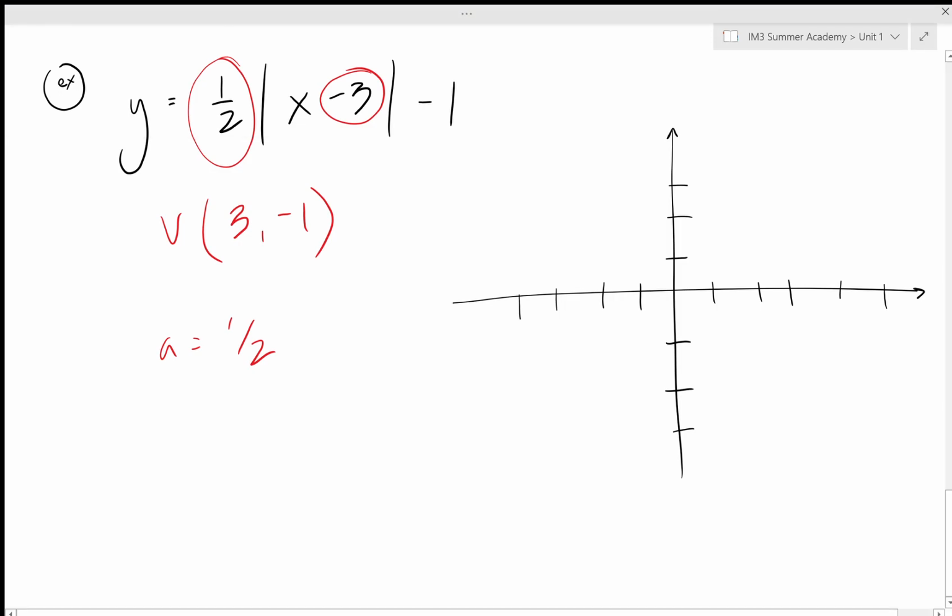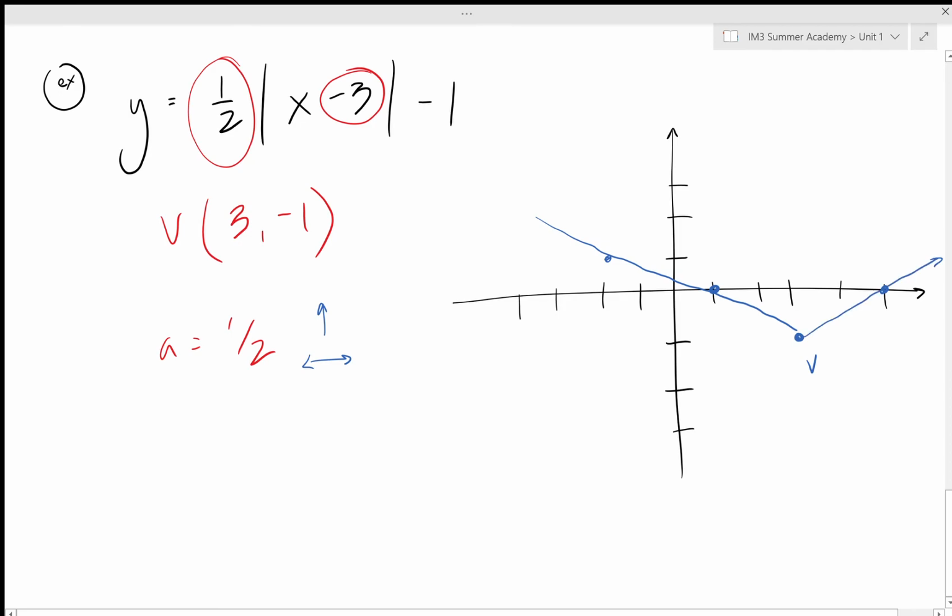So I'll go ahead and graph the vertex. Positive 3, negative 1 puts us right about there. That's my vertex. My slope is now up 1 and then over 2. So up 1 over 2. Up 1 over 2. Up 1 over 2. So I can carry that pattern out if I have enough room.